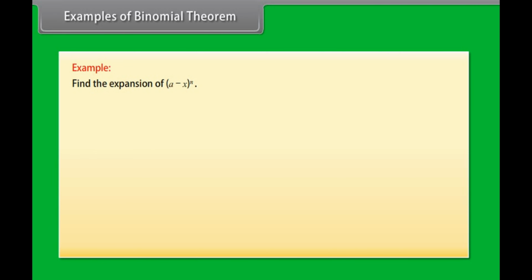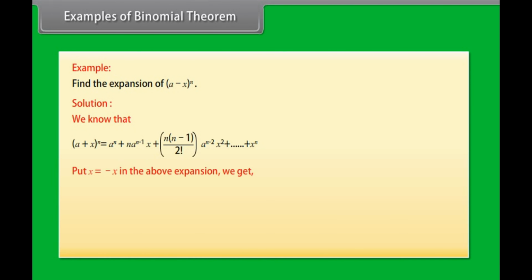Examples of binomial theorem. Example: find the expansion of (a-x)^n. Solution: we know that (a+x)^n is equal to a^n plus nC1 a^(n-1) x plus n(n-1)/2! a^(n-2) x^2 up to x^n. Put x equal to minus x in the above expansion.